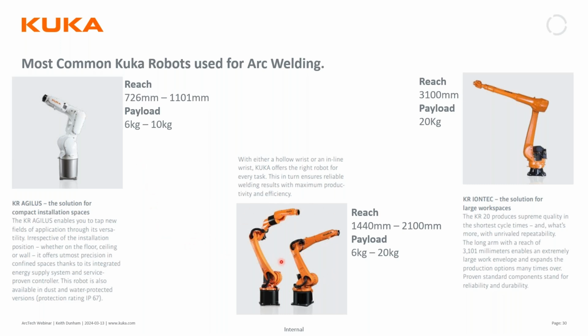The Cybertechs, these guys obviously have more of a reach. They do come with an inline wrist or a hollow wrist, which I'll explain a little more in the next slide. And then if you wanted to go with the Iontech, obviously you get a larger work envelope at 3100 millimeters, and then it does have a higher payload.